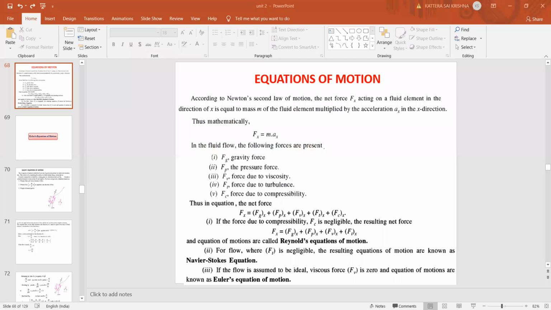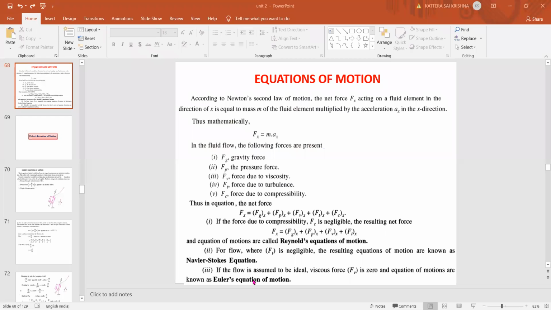Okay, so today we are going to see the derivation for Euler's equation of motion. We already know what forces we have for Euler's equation of motion. Only two forces will be there: one is the gravitational force and the other is the pressure force. The effect of these two forces will be there on the fluid.